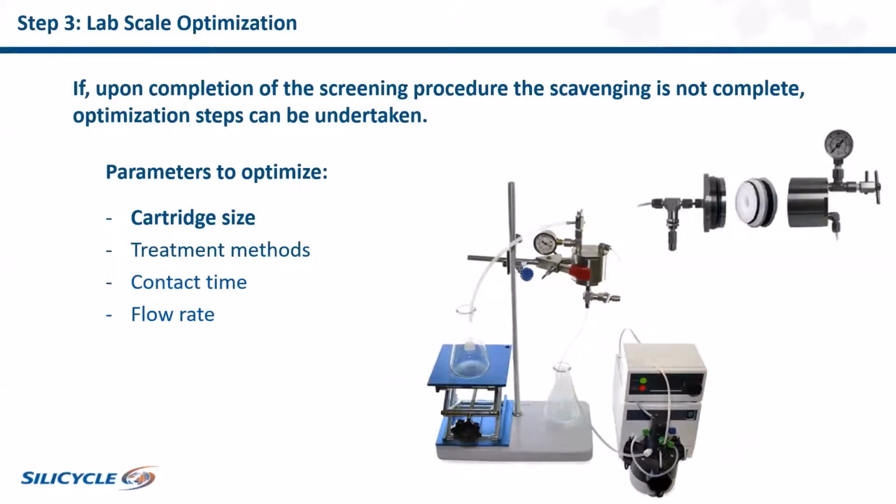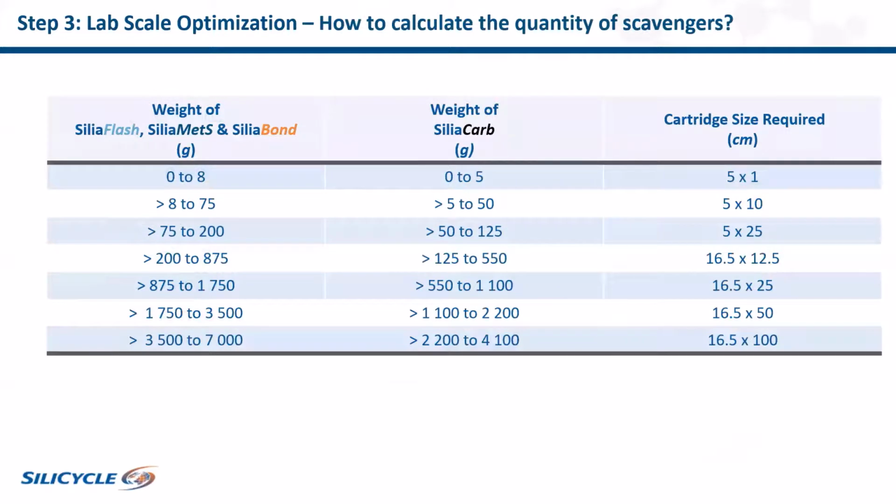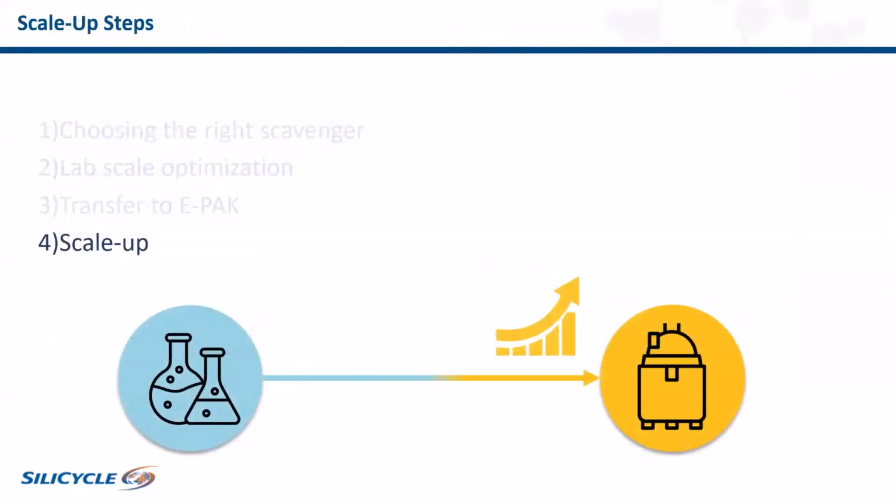Applying the previous parameters you optimized to the cartridge system will be pretty straightforward. And that includes the cartridge size, the treatment method, and the contact times that will be dictated by the flow rate. To go from bulk powder format to the appropriate cartridge size, this table shows you the corresponding amount of both silica and carbon-based scavenger. By transferring to E-PAK, you are now ready for an easy scale-up.